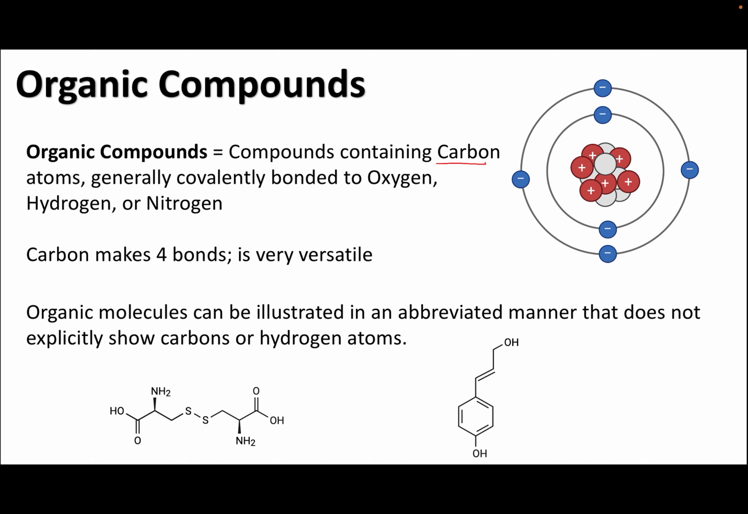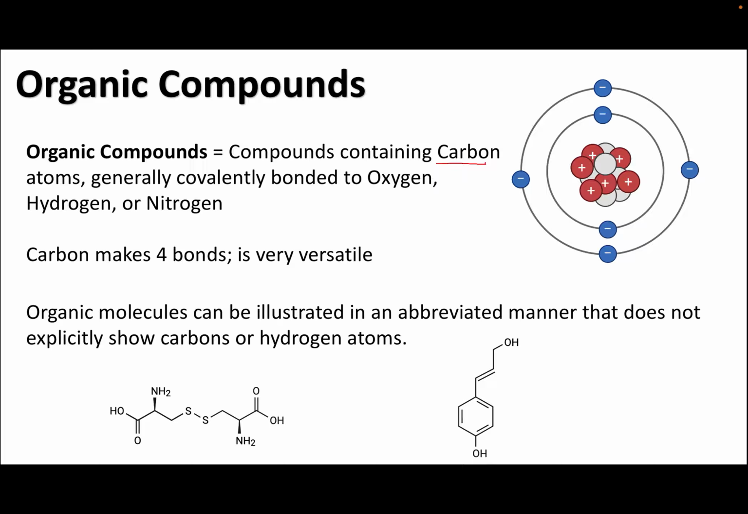Now, you can get a lot of different organic structures because carbon is a very versatile molecule to act as a backbone. And it's so versatile because it can make 4 covalent bonds, which gives it a lot of possibilities in how it can bond to other atoms. Now, these organic molecules that we're talking about are usually rather large, and so we've come up with an abbreviated way of showing the structure of these organic compounds.